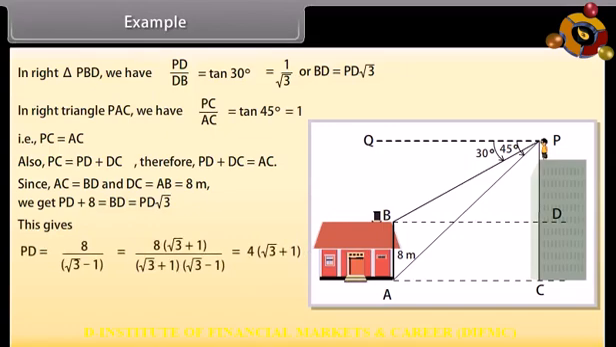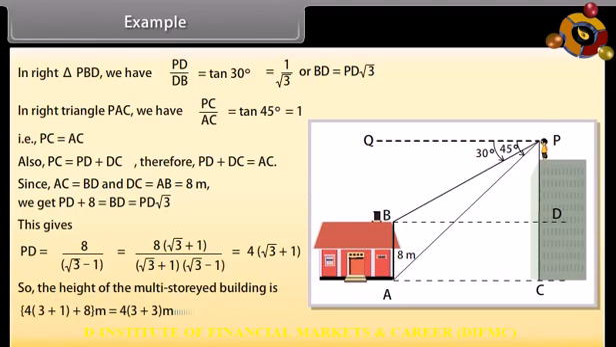This gives PD is equal to 8 upon square root 3 minus 1, which equals 8 into square root 3 plus 1 whole upon square root 3 plus 1 into square root 3 minus 1, which is equal to 4 into square root 3 plus 1 meter. So the height of the multi-storied building is 4 into square root 3 plus 1 plus 8 meter, which is equal to 4 into square root 3 plus 3 meter. And the distance between the two buildings is also 4 into square root 3 plus 3 meter.